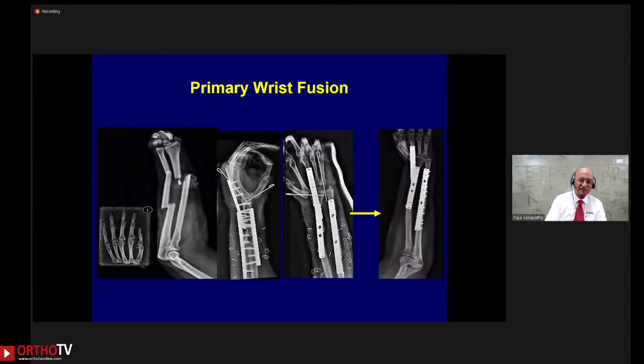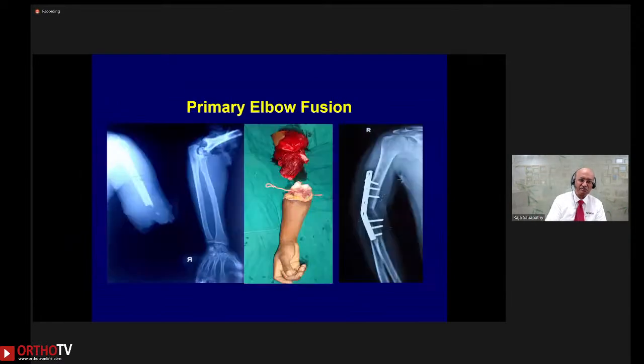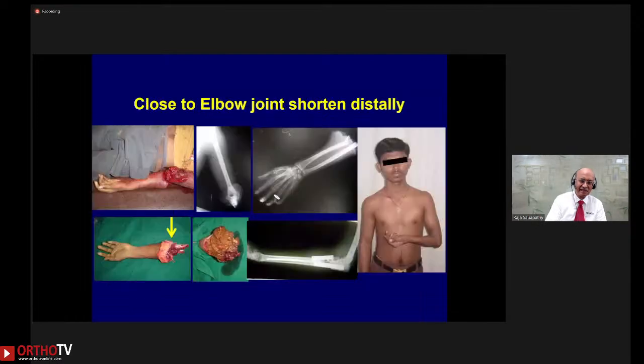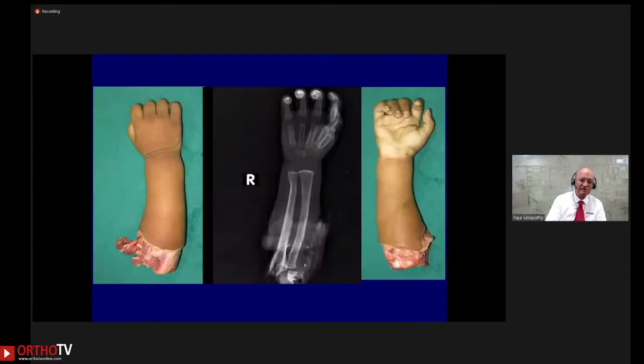And all sorts of bone fixation you can do. Primary wrist fusion is possible, and very near to the elbow, primary elbow fusion at this angle is what we do. And at one stage, we thought we should try to salvage the elbow. And again, we have now evolved certain techniques. But if you have a situation like this, where there is high contamination and the elbow joint is available, you debride it nicely and then you shorten it on the other side, so that the elbow joint is preserved.